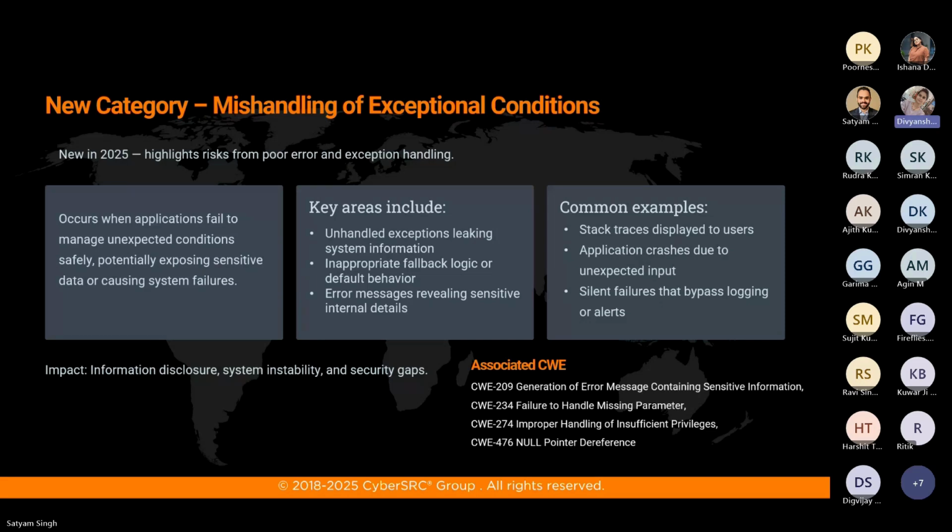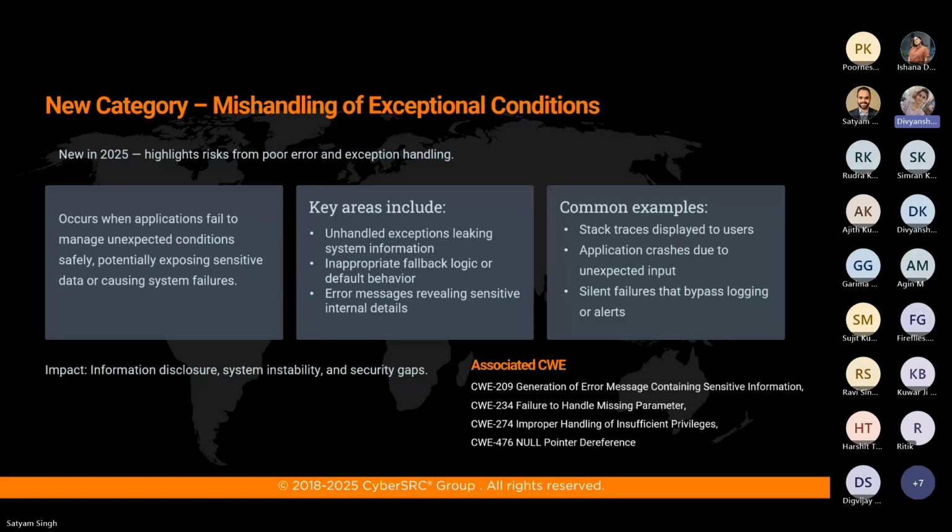On the slide, you will see the core definition. The risk occurs when an application fails to manage unexpected conditions properly, which can expose sensitive information or cause system failures. Let's break down the key areas where this typically occurs.